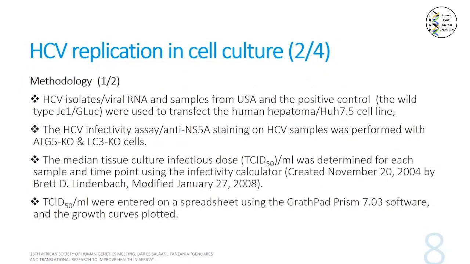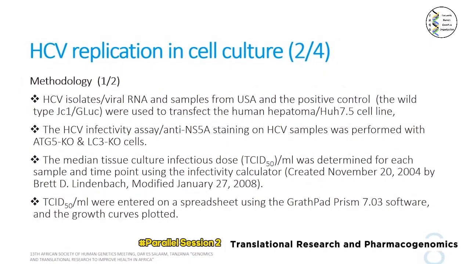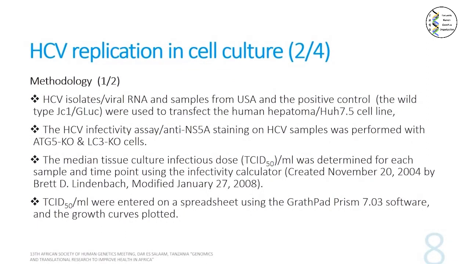So isolate RNA samples from the US and from Cameroon were used, including the positive control that was the wild type JC1 GLUC. These were used to transfect the human hepatoma cell Huh7.5. Experiments like the HCV infectivity assay and the anti-NS5A staining on samples were performed using these cell effectors so that we could determine which time points are necessary for the virus to be released in the medium.